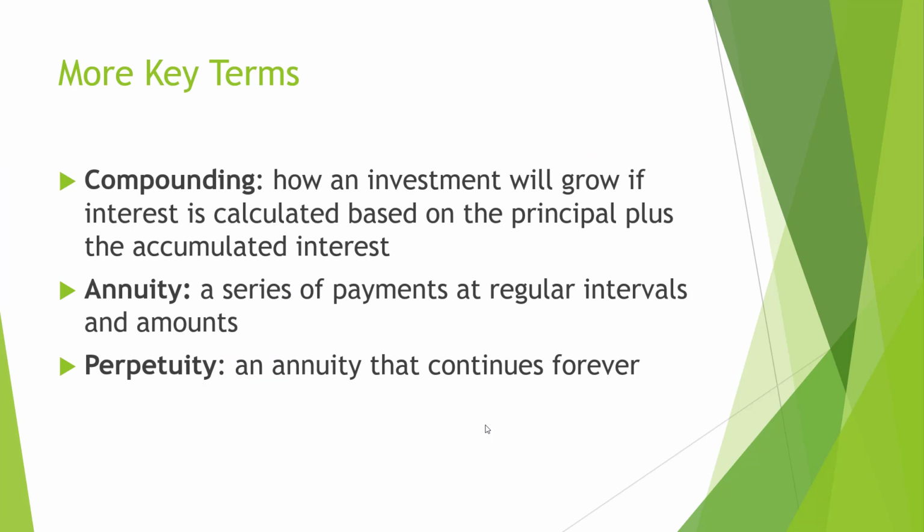The next concept to know is an annuity. This is a series of payments at regular intervals and regular amounts. An example might be receiving $1,000 a year for 10 years. And going back to the homework, you'll also apply those time value of money tables for annuities, for instance. And then there's perpetuity, which just means that it's an annuity that continues forever.